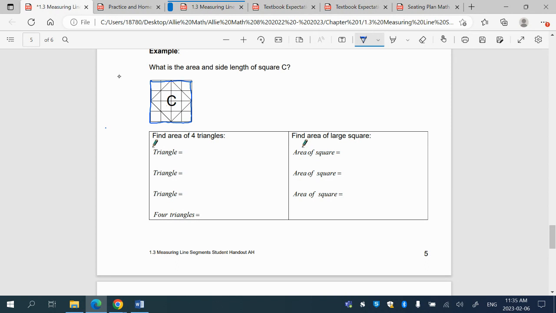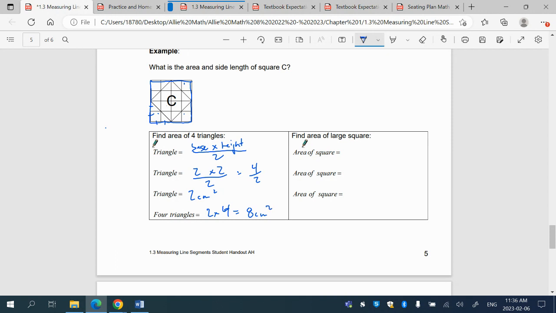Now we need to find the area of the 4 triangles. So triangle, remember, is base times height divided by 2. The base in this one is 2. The height is 2 as well. So you've got 2 times 2 divided by 2. That leaves us with 4 over 2. So the area of the triangle is 2 centimeters squared. And since there's 4 of them, we need to times the 2 by 4. And we get 2 times 4 equals 8 centimeters squared.